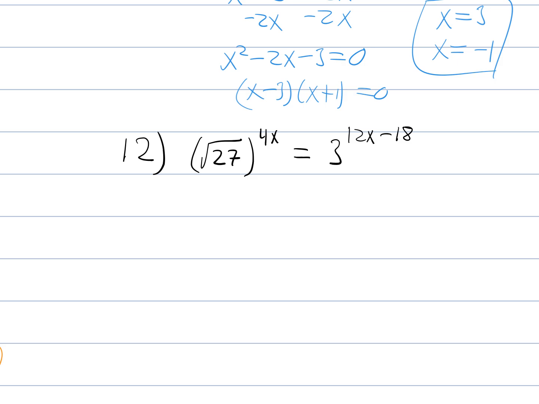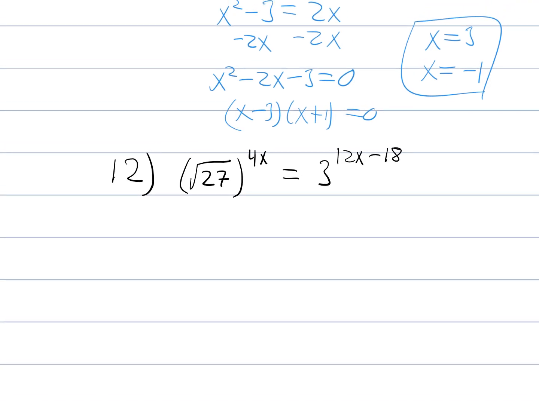All right, and then 12. We see a square root. The square roots you always want to change into a fractional exponent, right? So we should know by now that 1/2 can be in place of a square root if it's in the exponent. And then 1/2 times 4x is going to get us 2x.